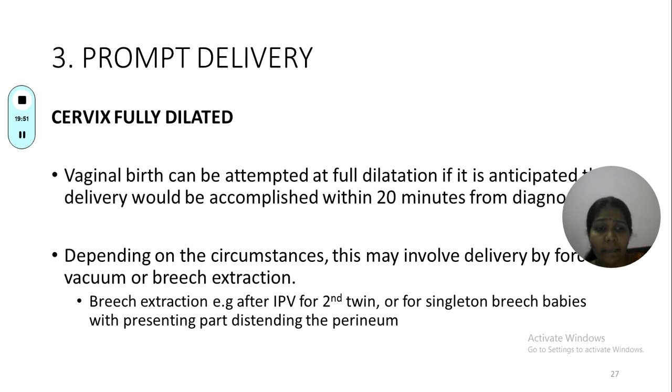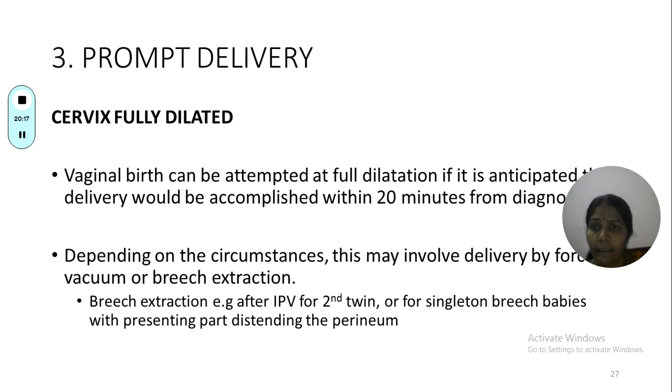It can also involve delivery by forceps, vacuum, or a breech extraction. Breech extraction is done after internal podalic version for the second twin, or for singleton breech babies with the presenting part distending the perineum. So in such cases, if we are able to deliver the baby immediately, within 20 minutes, we can proceed with the vaginal delivery.